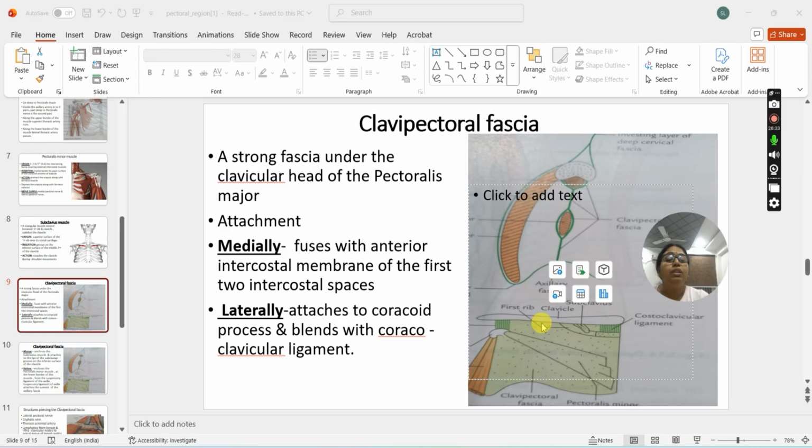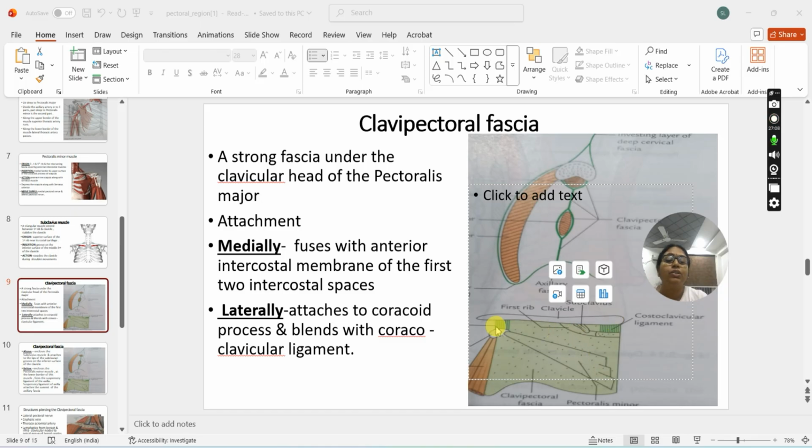Okay, so your clavipectoral fascia is blending with the costoclavicular ligament and also with the anterior intercostal membrane. That is nothing but the fleshy nature of the intercostal muscles becoming fibrous, replaced by an aponeurotic membrane-like structure, which is called the anterior intercostal membrane. Just remember, it is the membranous part of the external intercostal muscle. Okay, medially it blends to these structures.